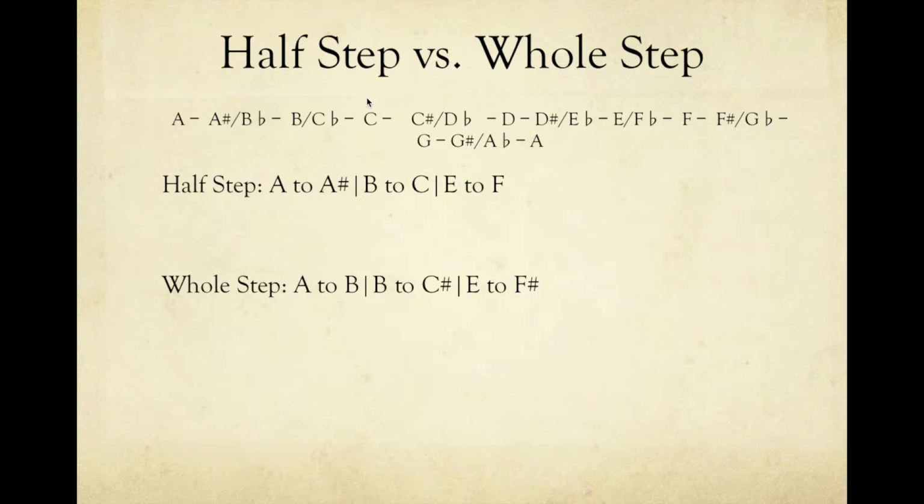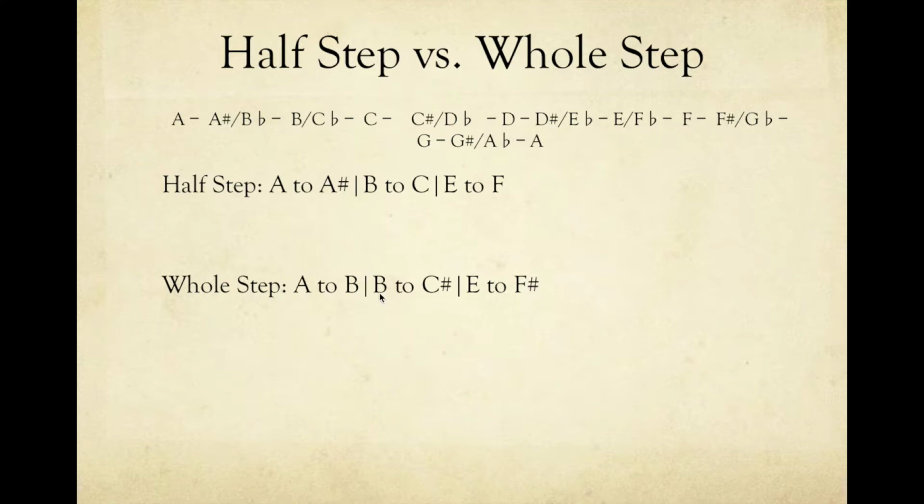So next we need to look at the difference between a half step versus a whole step. Starting at A, a half step is one note over. So a half step up from A would be A sharp or B flat. A half step up from C would be C sharp or D flat. A half step up from E would be F.